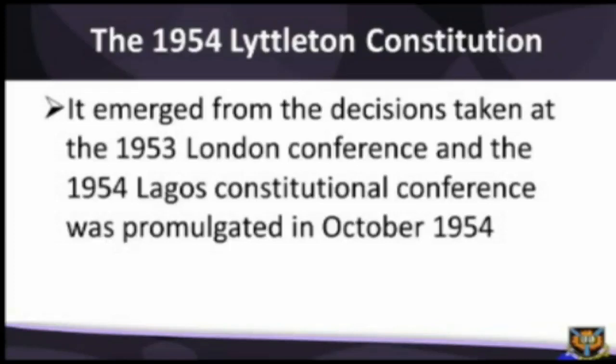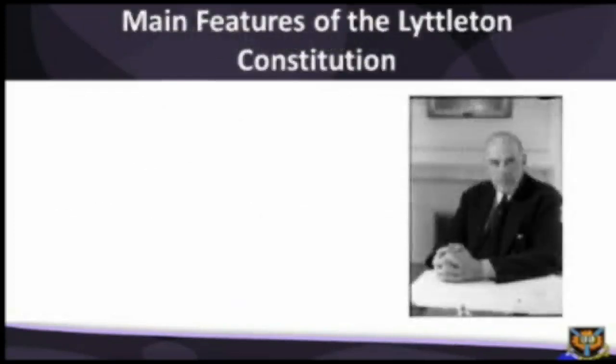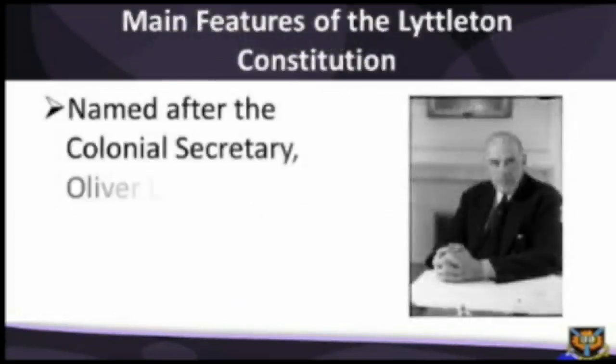It is significant to point out that prior to these constitutional conferences, there was a meeting of northern political leaders in Kaduna where they drew up an 8-point program of action approved by the two legislative houses in the northern region. Their demands formed part of the issues that were discussed at the London and the Lagos Constitutional Conferences. The main features of the Littleton Constitution.